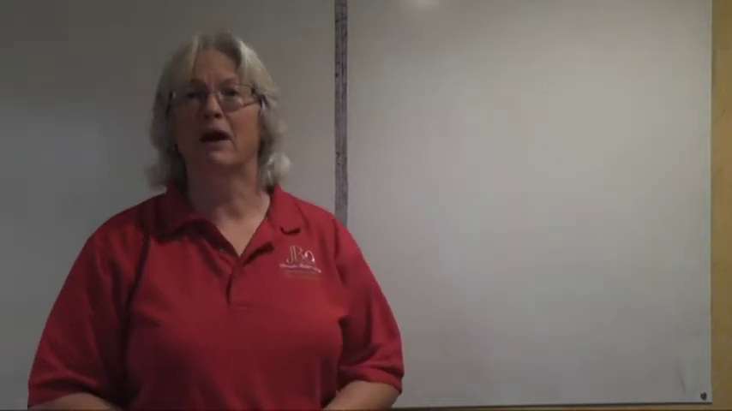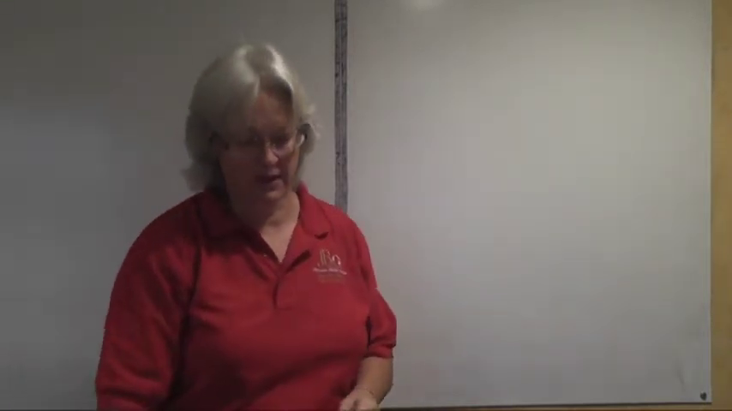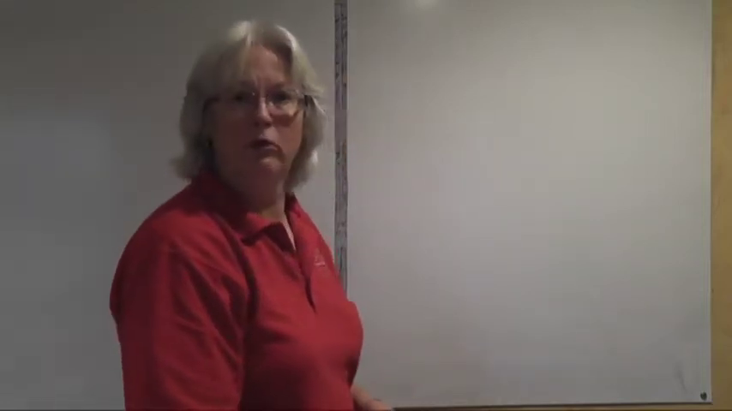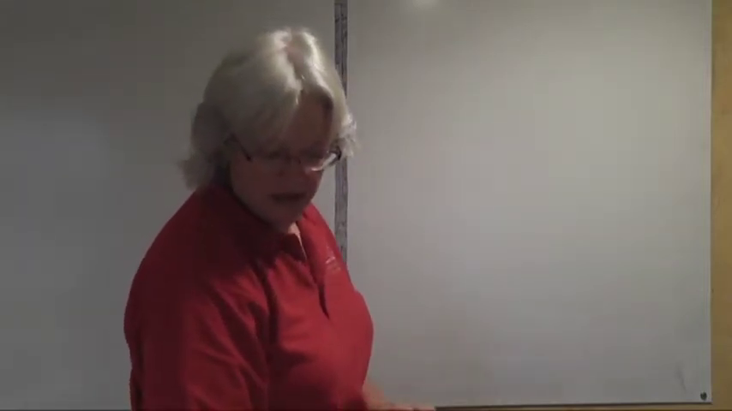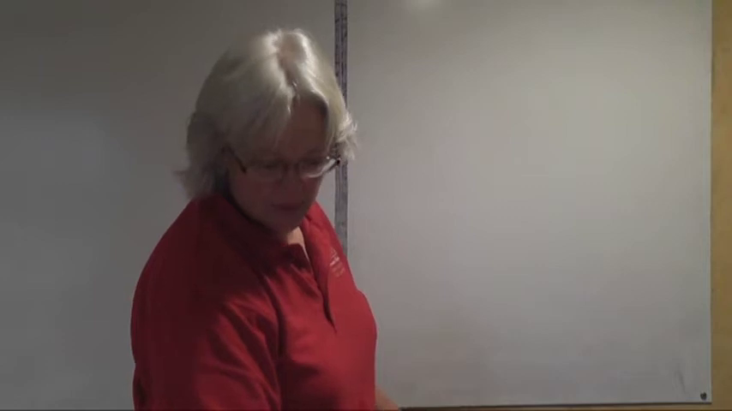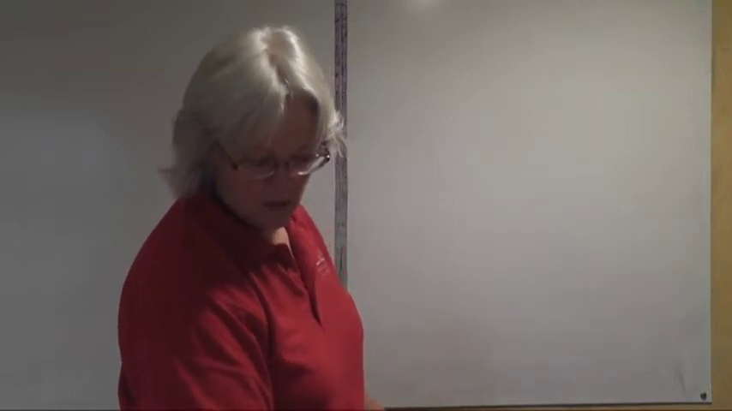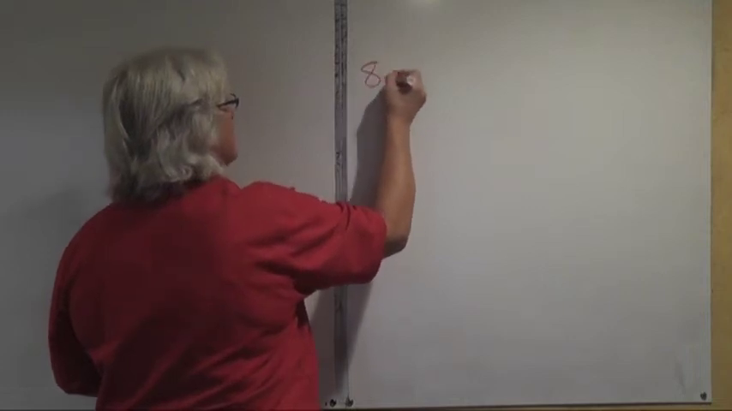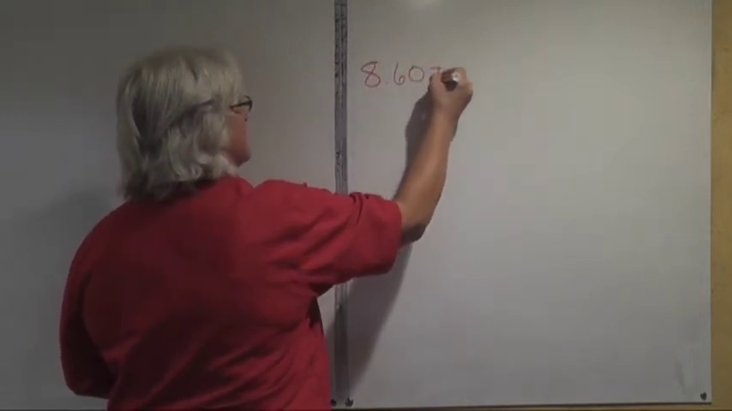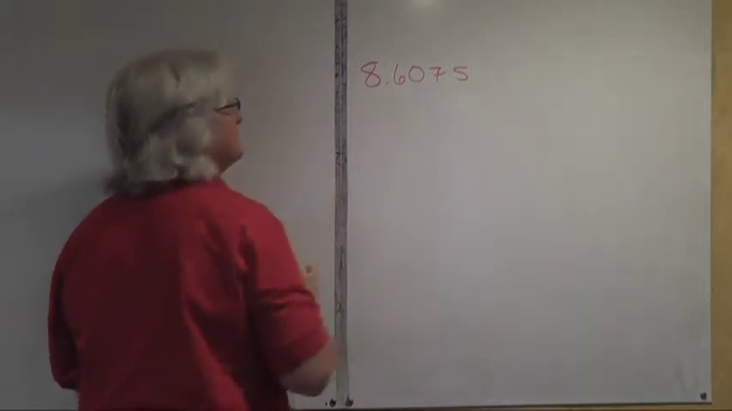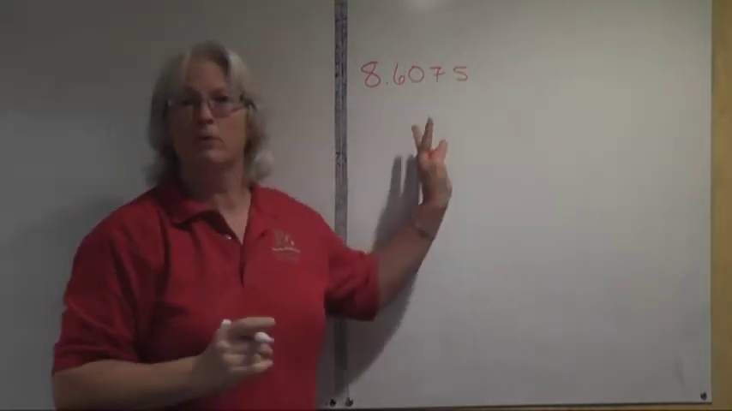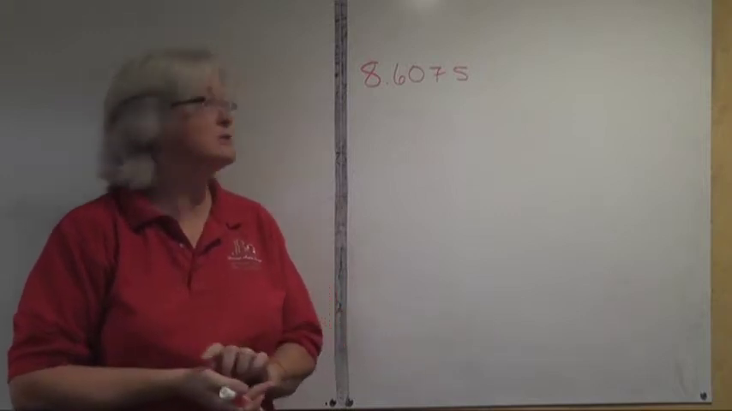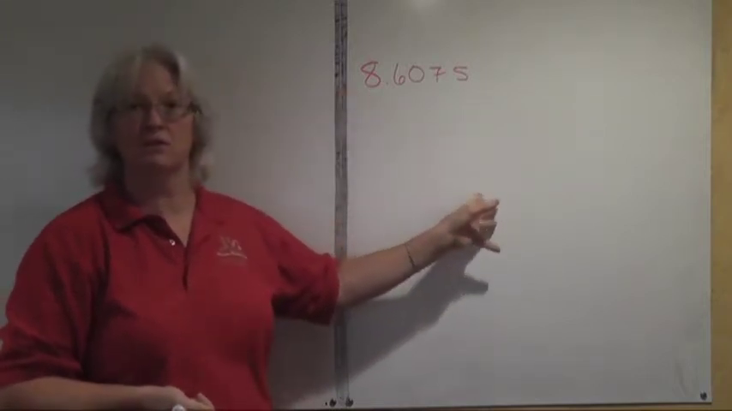Section 3.3, rounding decimals. Let me show you something, just comparing the ways in which you would round whole numbers and a decimal number. So let me see which one I want to do. This is 8.6075. Remember that I said when we're actually calling numbers by name, it's much easier to say 8.6075.